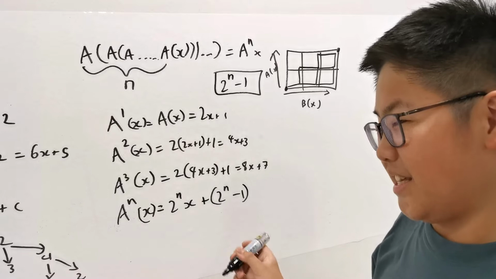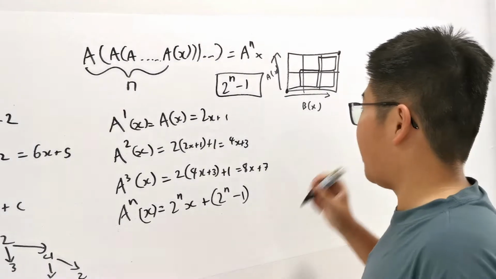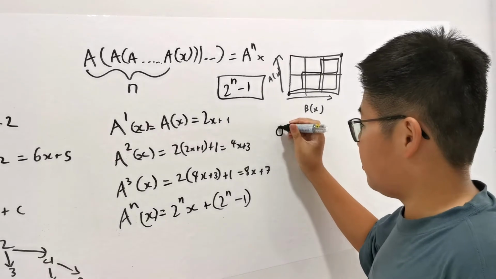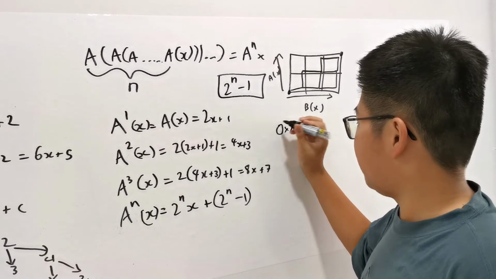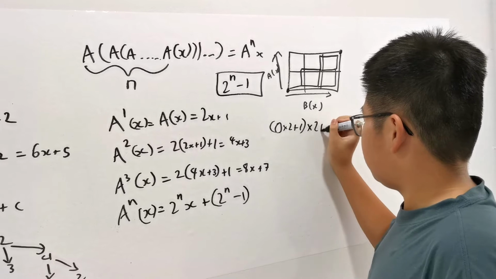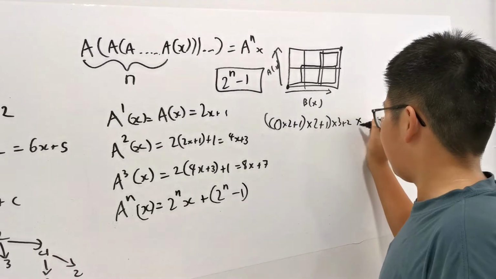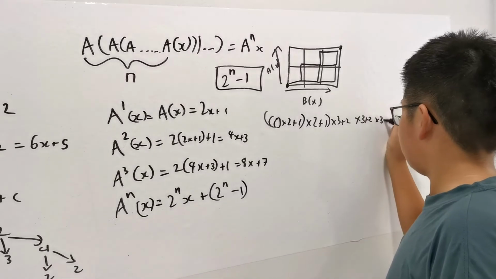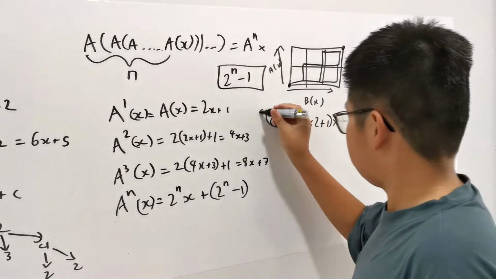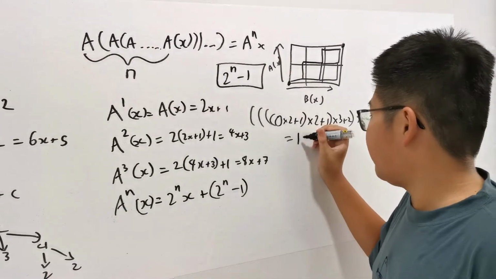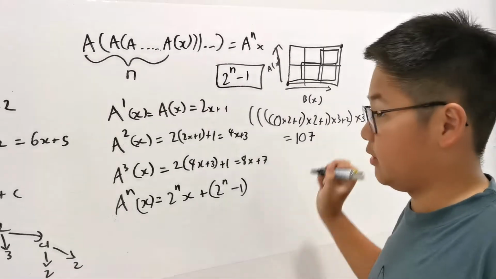So what is c? We have shown that c can only take one value, and that is 0 times 2 plus 1 times 2 plus 1 times 3 plus 2 times 3 plus 2 times 3 plus 2. This turns out to have a value of 107.